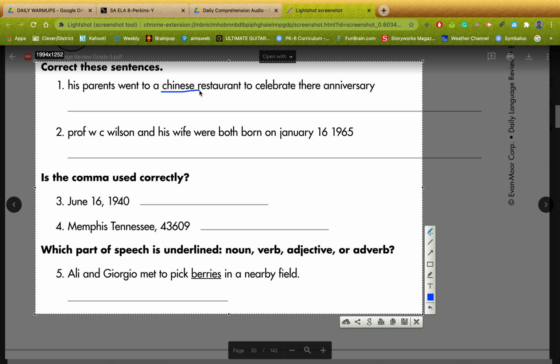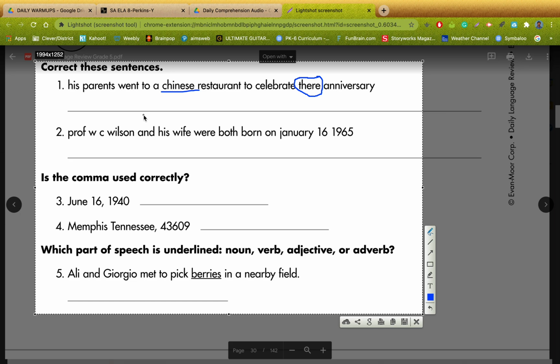You have to capitalize nationalities. And I believe we have a homophone problem as well. Remember, homophones are words that sound the same but are spelled differently and mean something different. So keep that in mind. All right. Let's go to number 2.